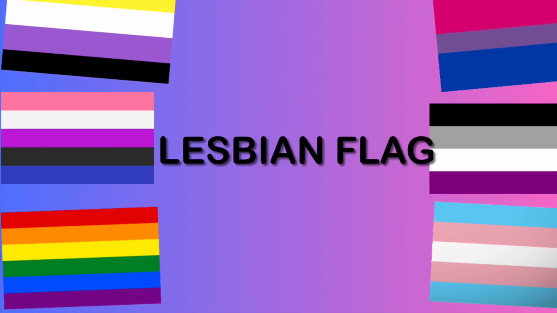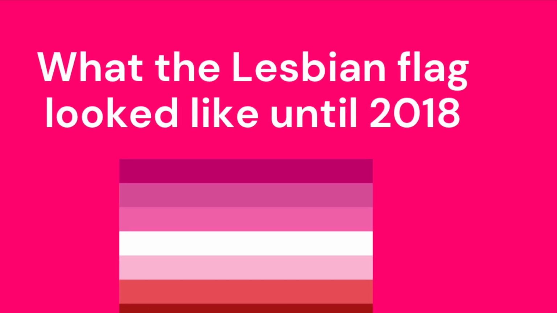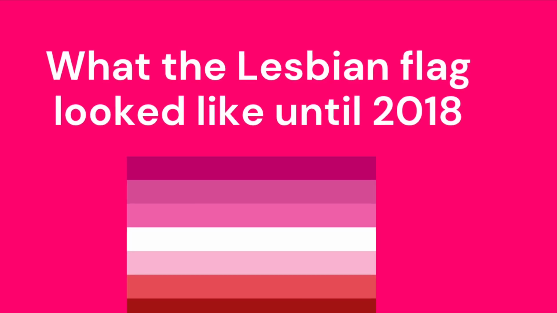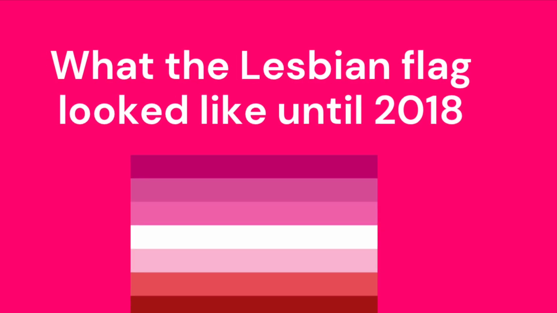Now on to the flag for women who love women. The lesbian pride flag has 7 horizontal stripes, each with a different shade of pink, orange, white, or red. An older variant of this flag, however, features more red and pink where the orange stripes are on the newer one.